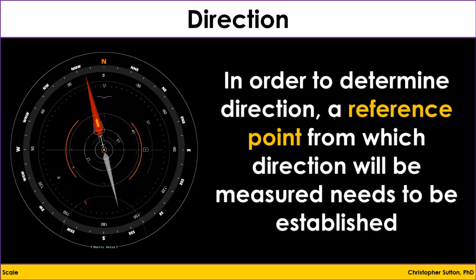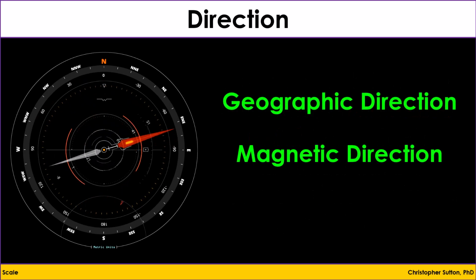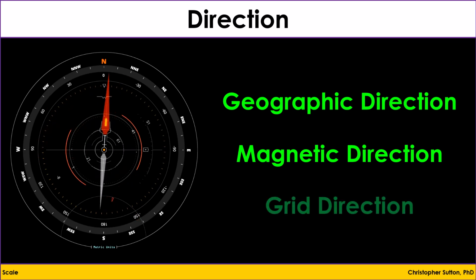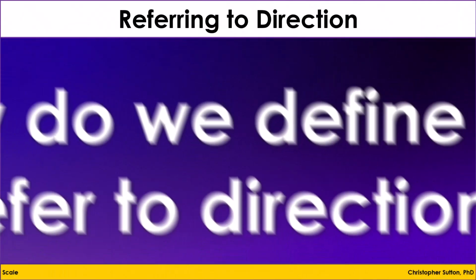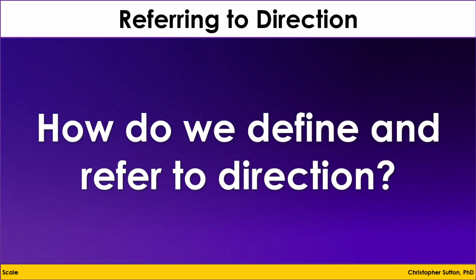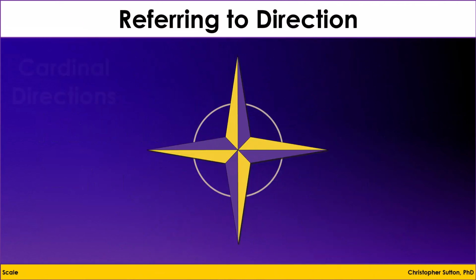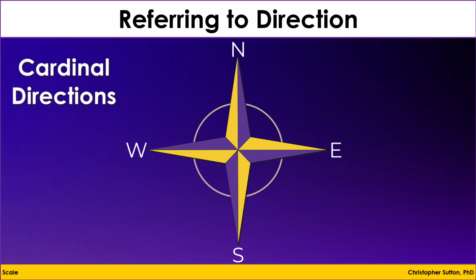In this video, we'll discuss two types of direction: geographic direction and magnetic direction. There is a third, grid direction, used in mapping that will not be covered here. Before we get into how direction is used in GIS, it's important to establish a baseline on how we define and refer to directions. We have the cardinal directions. Cardinal directions are north, south, west, and east.